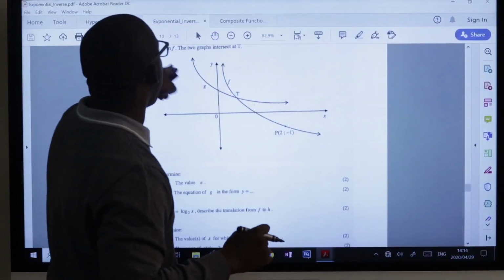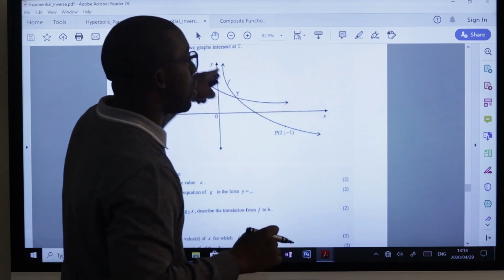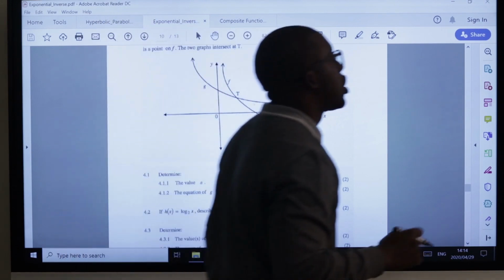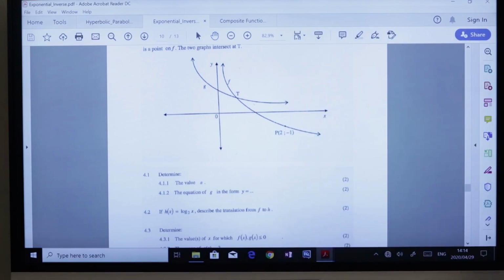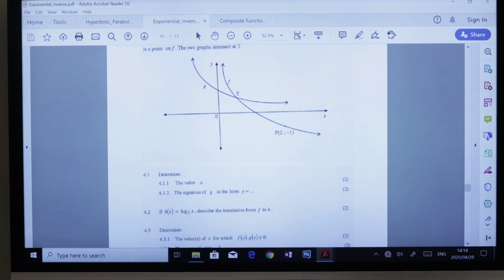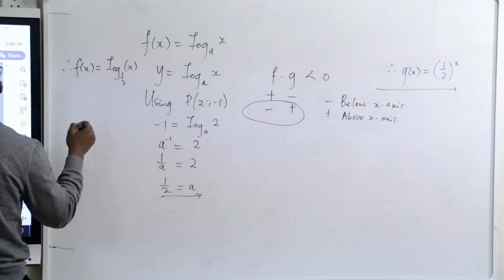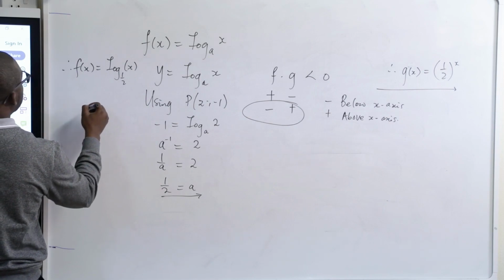The graph of g will never be below the x-axis, so we need g to be positive. This is the only plausible scenario where g is above and f is below. This started from that point. So we take the graph of f and find its x-intercept.